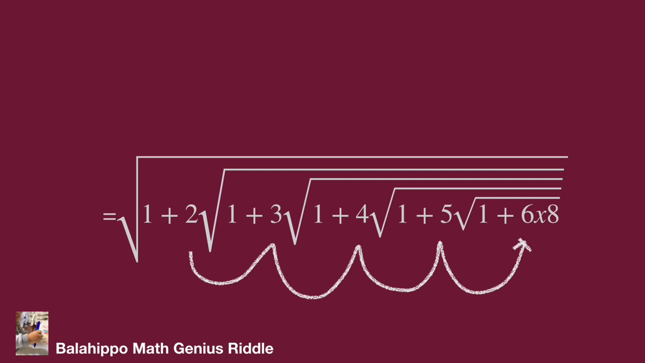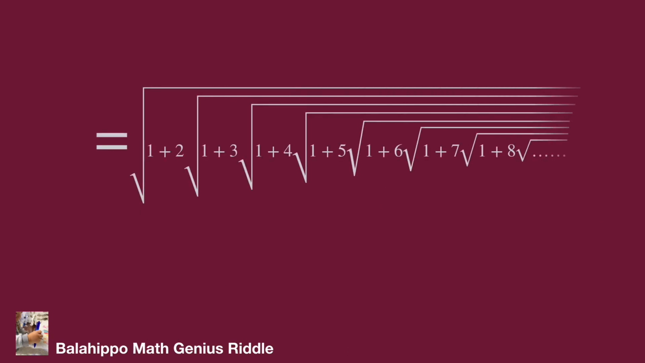Finally, the pattern is 3 equals the square root of 1 plus 2 times the square root of 1 plus 3 times the square root of 1 plus 4 times the square root of 1 plus 5 times the square root of... Hope you enjoy the video. Thank you.